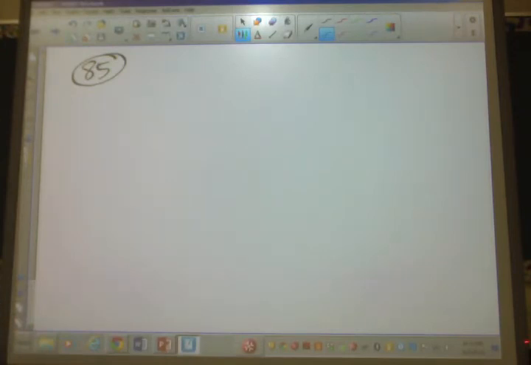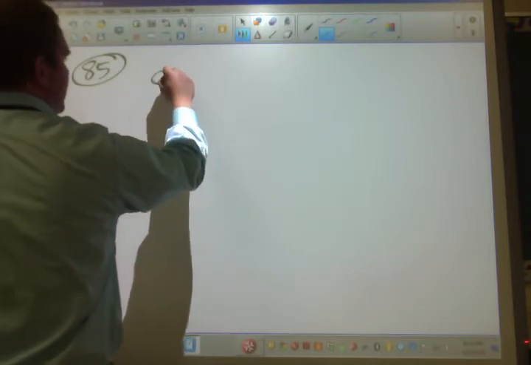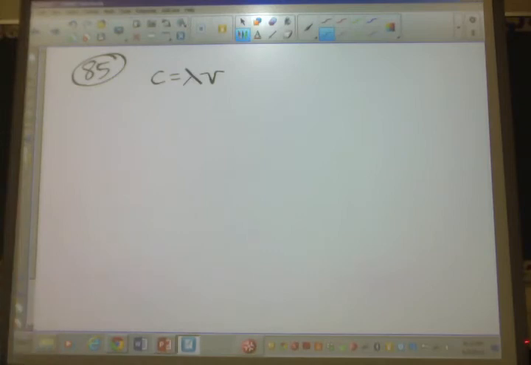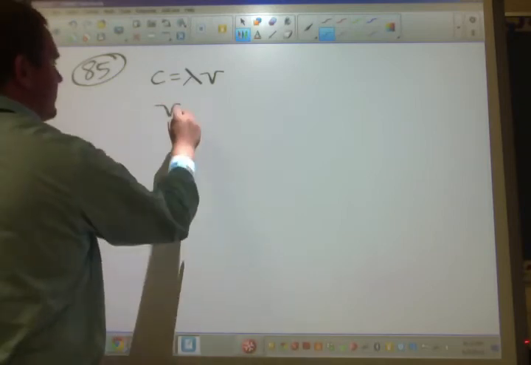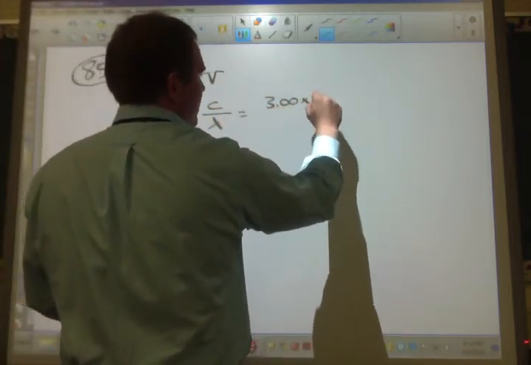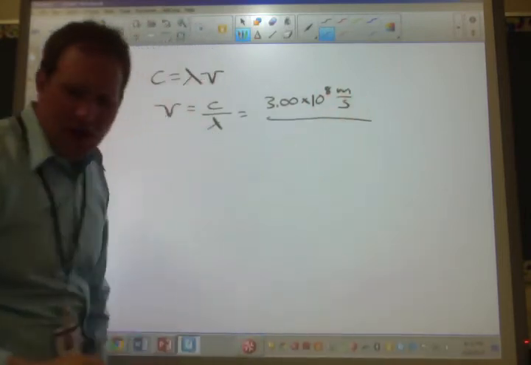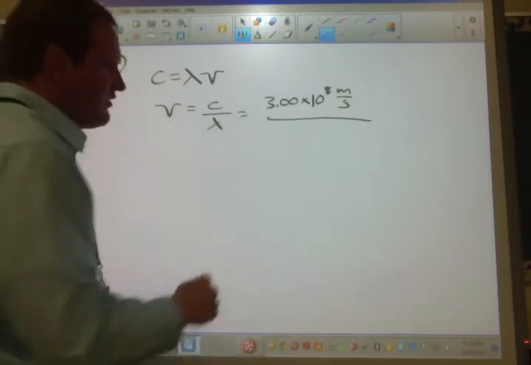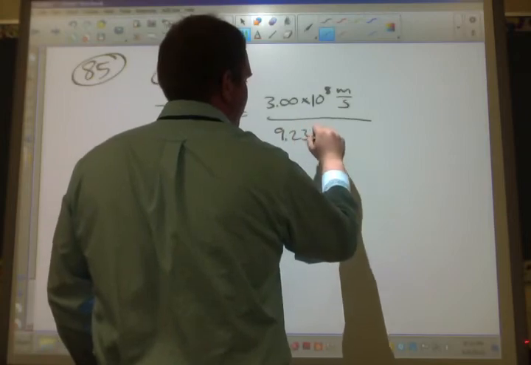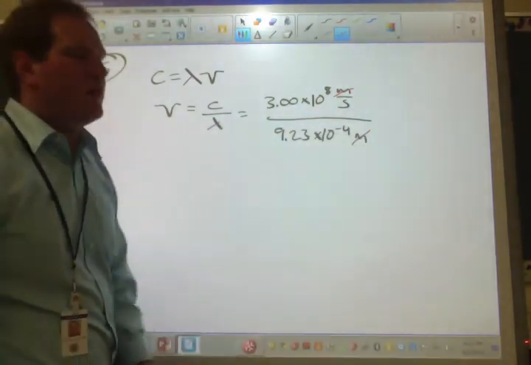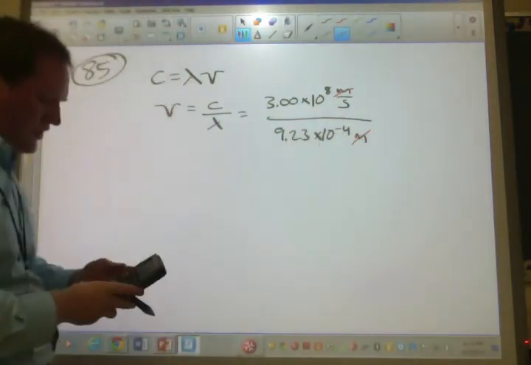Number 85, frequency of a wave. All right. So the formula we use for this, c equals lambda nu. We are looking for frequency, which is this. Frequency equals c over lambda, which equals 3.00 times 10 to the 8th meters per second, divided by my wavelength, which is 9.23 times 10 to the negative 4th meters. Notice my unit, meter cancels meter, and this is why it's important to convert to meters. If I put centimeters down here, or nanometers, it wouldn't cancel.